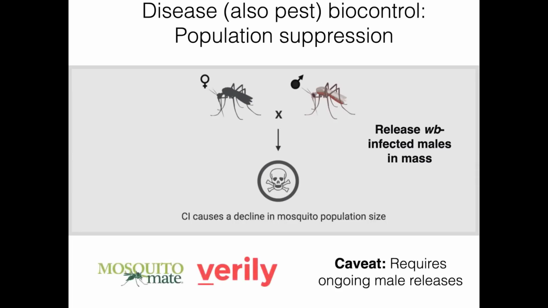And this is being carried out in various places with some success. One caveat is this requires ongoing male releases. So this would be a strategy where you would go release males to potentially deal with some outbreak or some pest population, reduce the population size, and then once you stop doing those releases, you would get rebound in the population size, presumably under most situations.